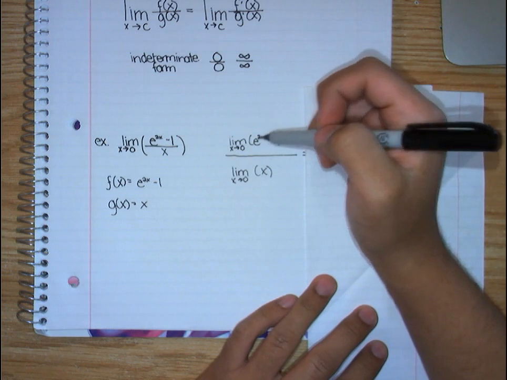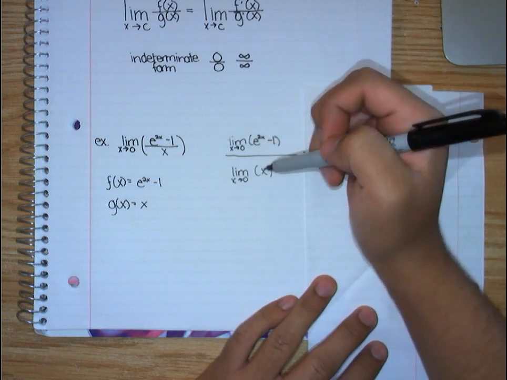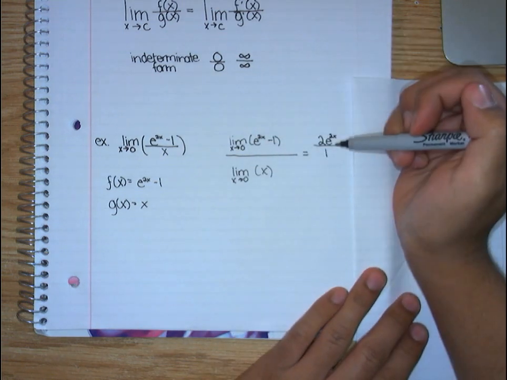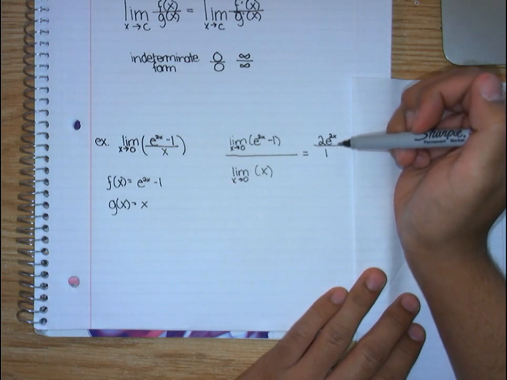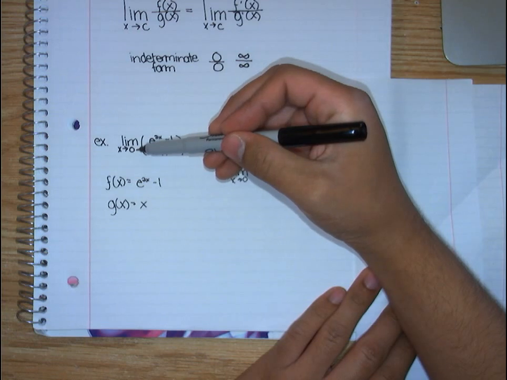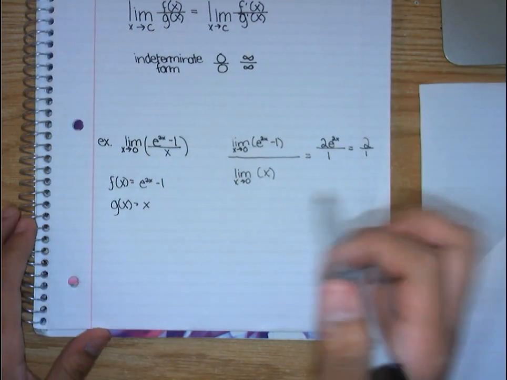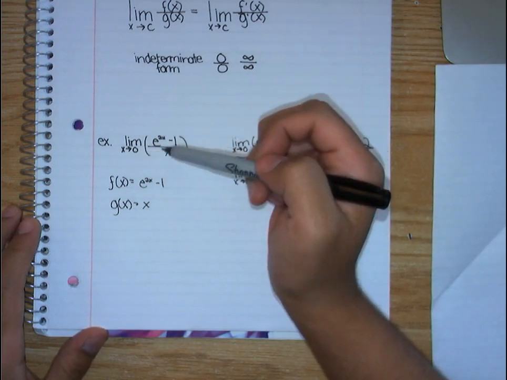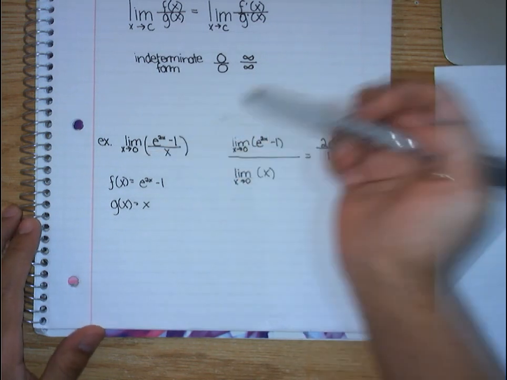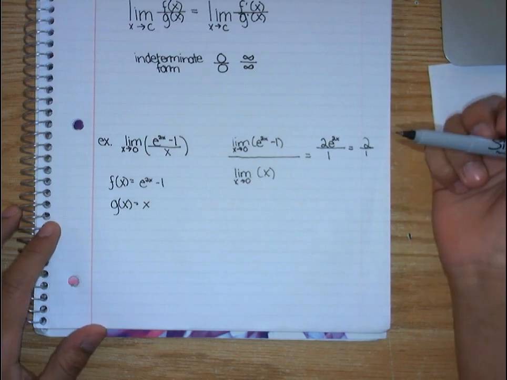And we take the derivative of the numerator and the denominator, and we get this function, 2e to the 2x divided by 1. And when we substitute in that value c, 0, we get 2 over 1. So here we determine that the limit of x going to 0 of e to the 2x minus 1 divided by x is just 2.